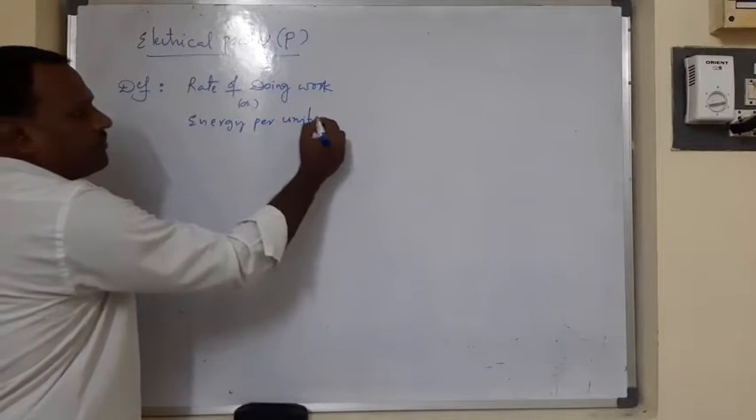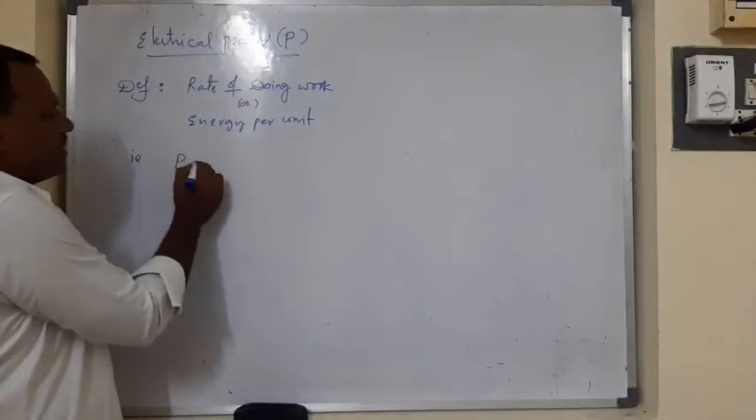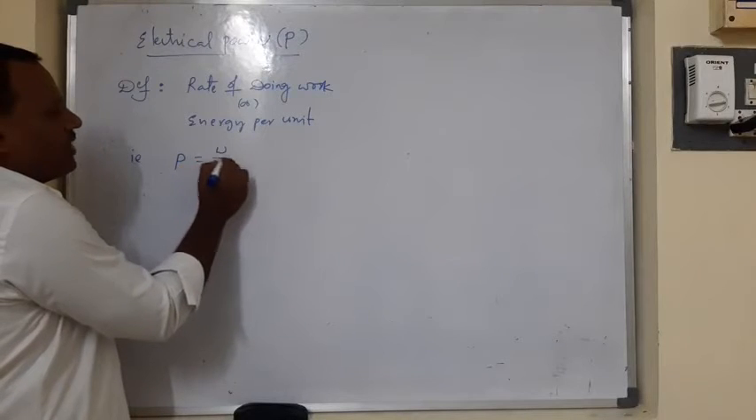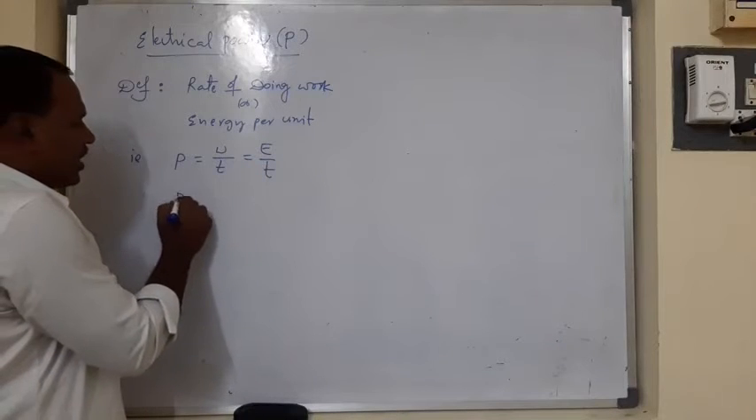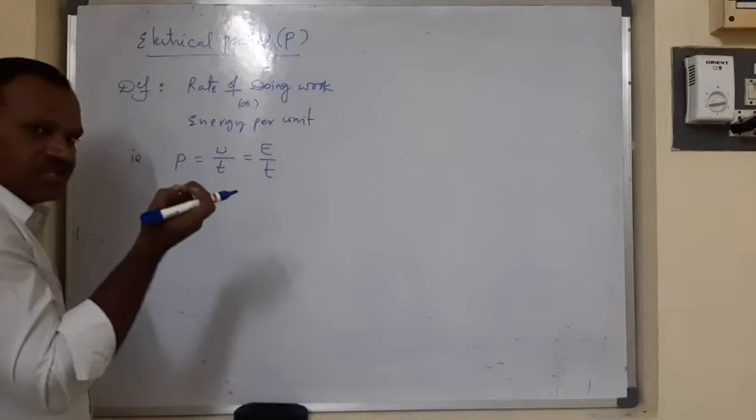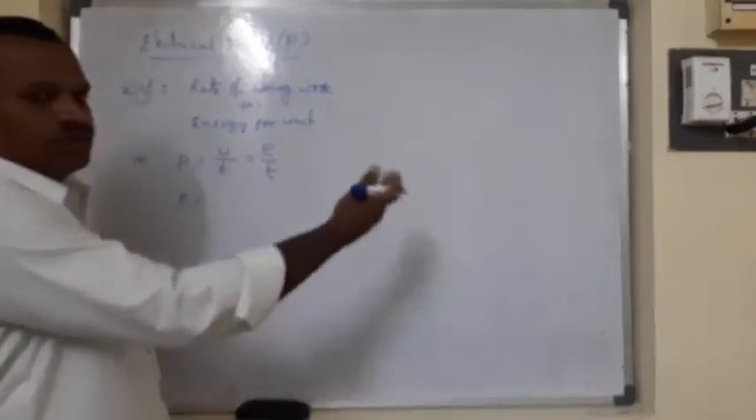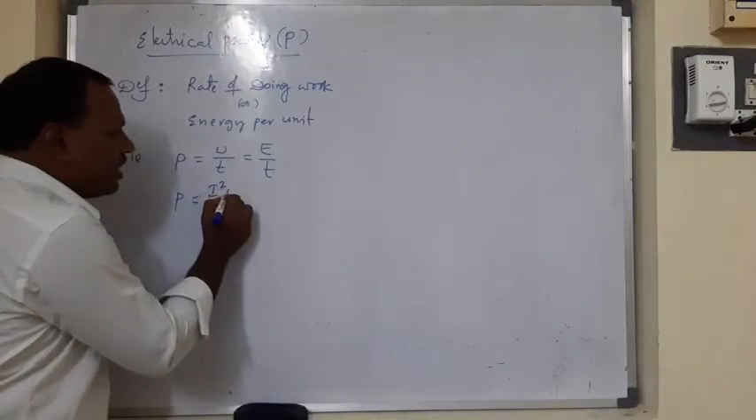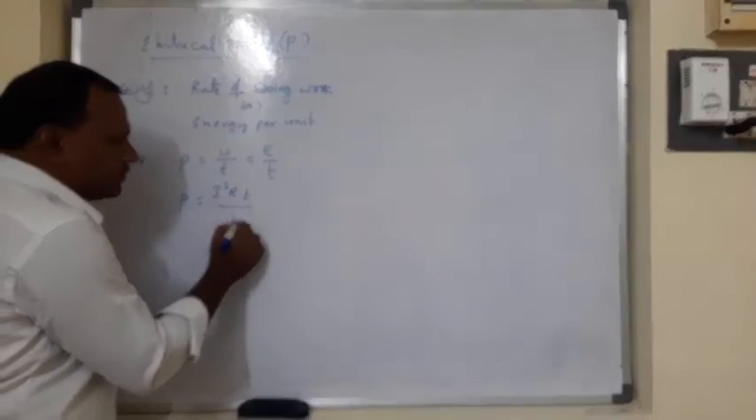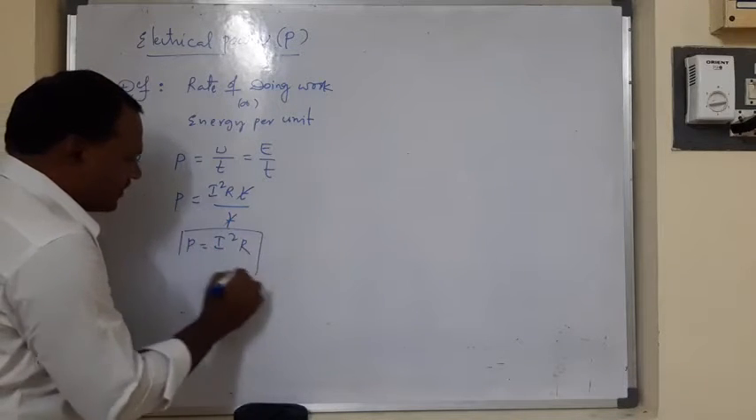Energy per unit time is also called power. By definition, P is equal to work done by time, or energy by time, is called power. Here we have already written the electrical energy, that is, the heat energy produced in an electrical circuit. So work done I can write as I square R T upon T. So T cancels, and power is equal to I square R.